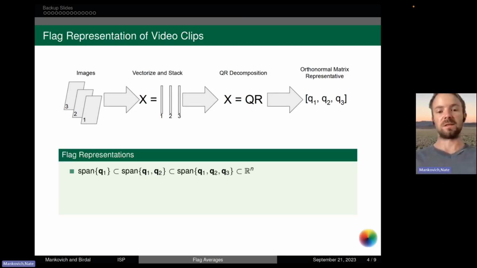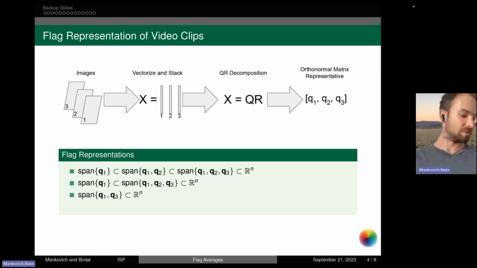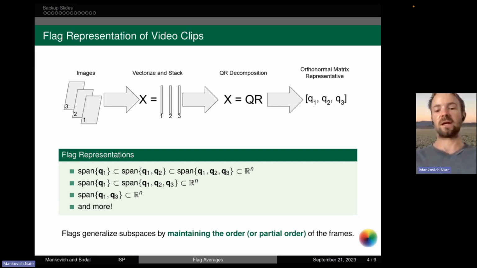So one way to do it is to take the first basis vector inside the span of the first and second, inside the span of the first, second, and third. Or we can do a number of other combinations. In general, flags generalize subspaces by maintaining the order or partial order of the frames, or the basis vectors, in these subspaces.